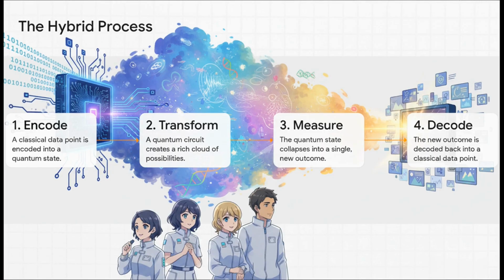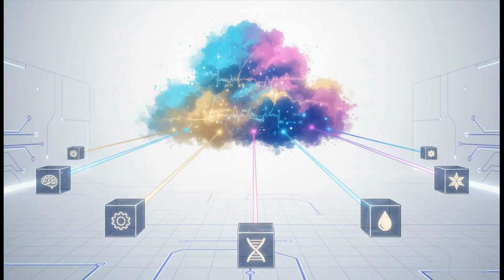You do it again, you get another different one. It's like pulling unique snowflakes out of a cloud. And this is the absolute key takeaway. We are not just making copies. In fact, there's a fundamental rule in quantum mechanics, the no-cloning theorem, that says you can't perfectly copy an unknown quantum state. So instead of copying, what we're doing is sampling from that rich, probabilistic cloud of possibilities. That's how we get data that's both brand new and structurally sound.